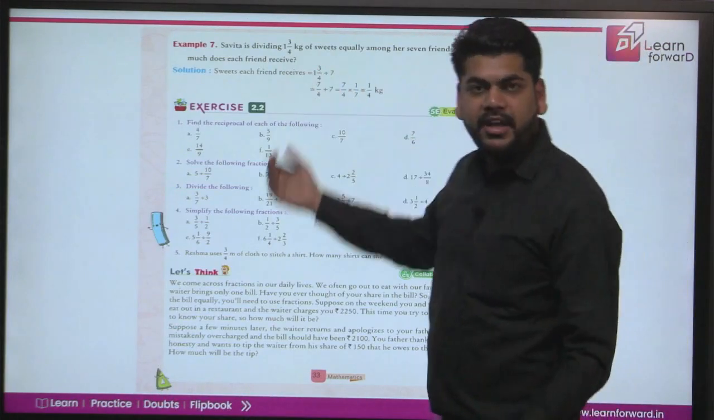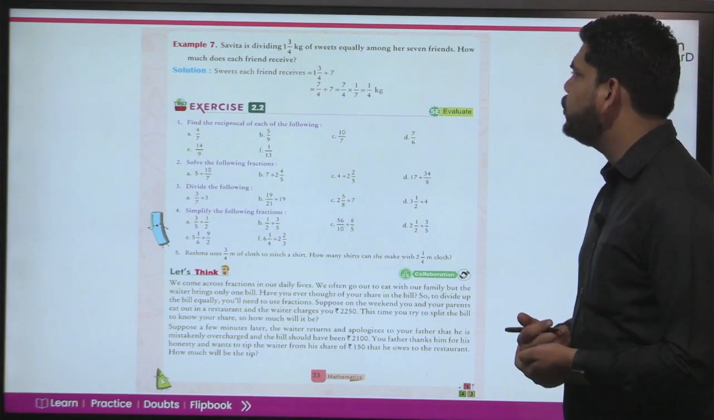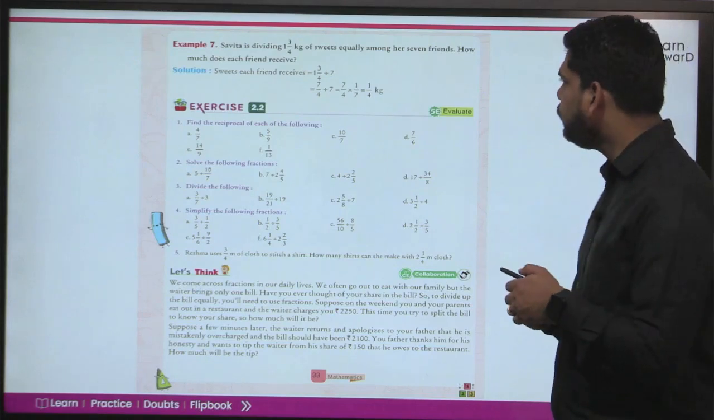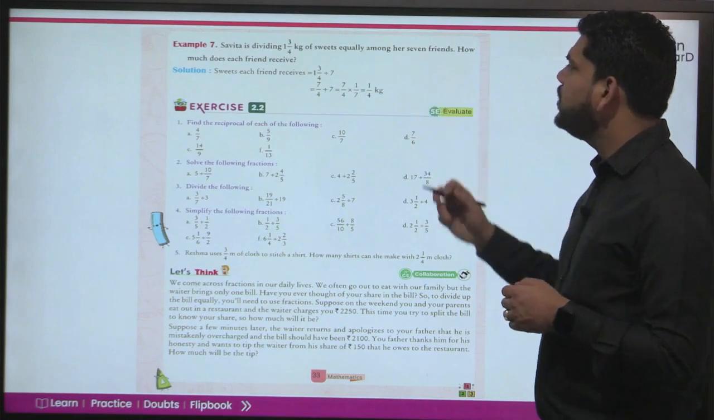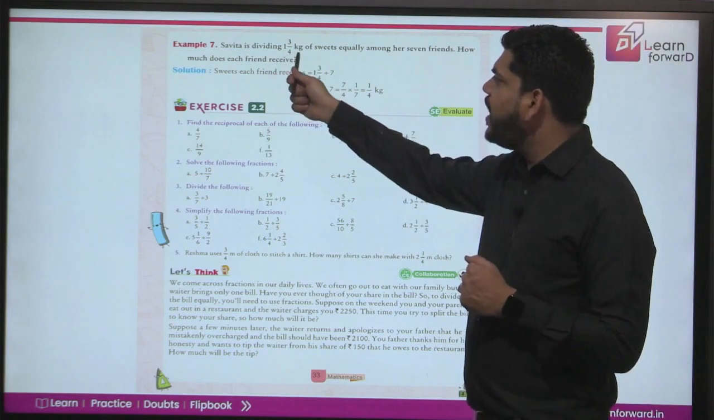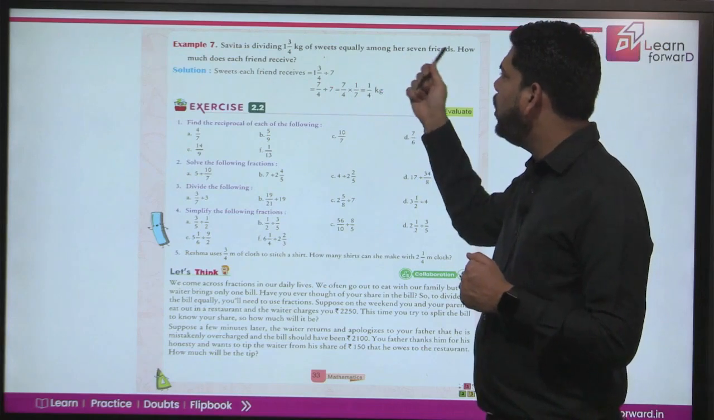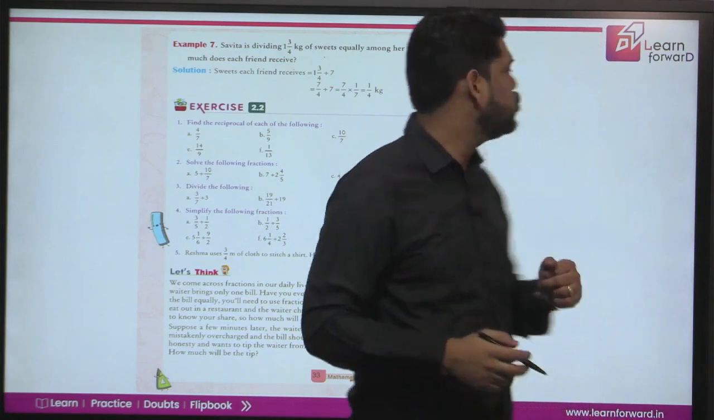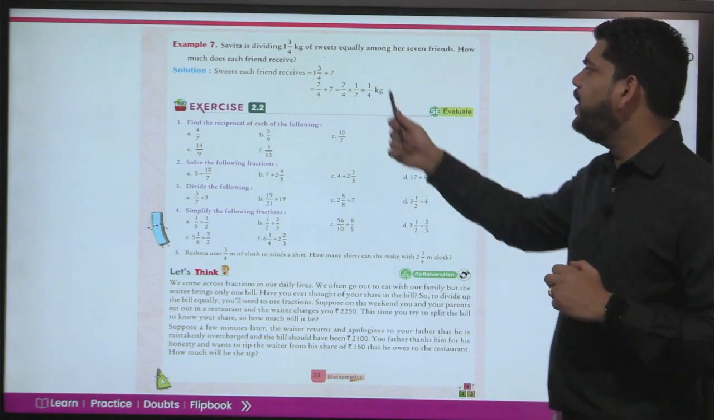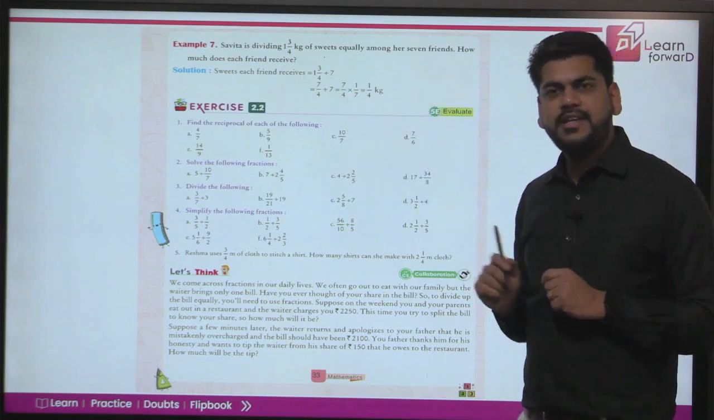Okay, one application based question. Savita is dividing 3 by 4 kg of sweets equally among her 7 friends. How much does each friend receive? So Savita is dividing this sweet equally among her 7 friends. So the quantity of 3 by 4 is being divided into 7 equal parts. So we'll divide 3 by 4 by 7.